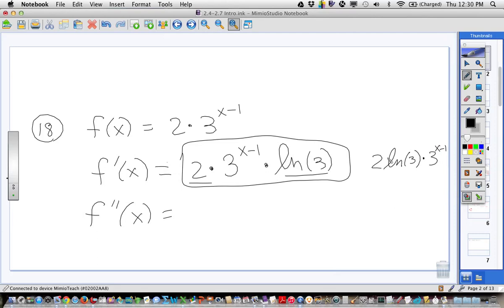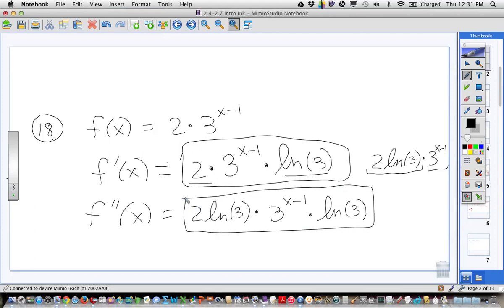Now I look at that and say, oh, that's just a number hanging out in front. So the rule says that's just going to continue to hang out in front. And then I'm going to do the derivative of this. Well, what's the rule say? It's going to stay the same, and we're going to tack on a ln 3. And now I would say leave it. If you want to do ln 3 times ln 3, which is ln 3 quantity squared, I guess you could do that, but it's not necessary. You can just leave it right there.